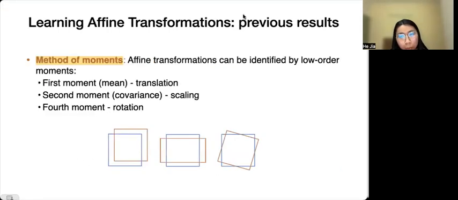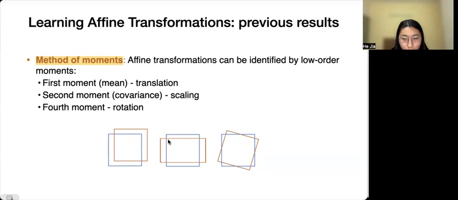Now let's see what the previous results are for this problem. One of the most common and easiest methods is the method of moments. Actually, we can learn affine transformations from the first 4 moments. Let's see them in detail. The first moment, or the mean of the samples, corresponds to the translation of the affine transformation.